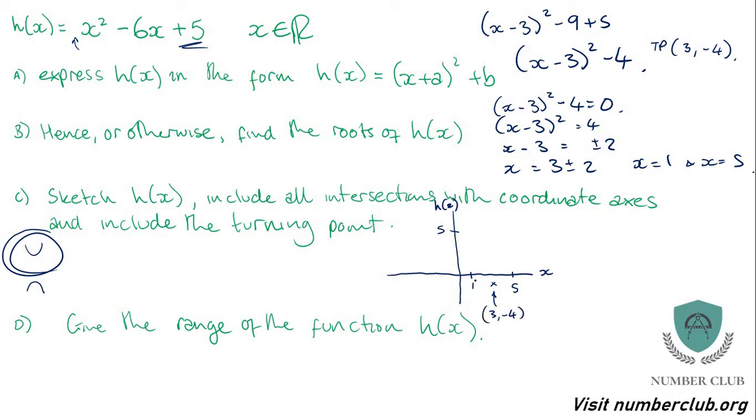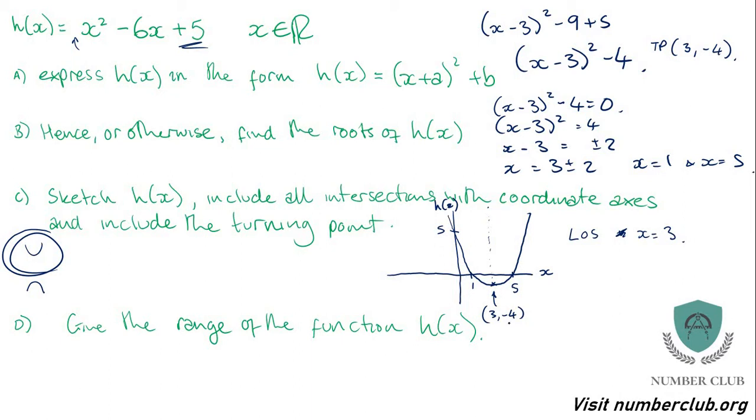One thing you'll spot is that halfway between 1 and 5 is 3. The turning point should always lie on the line of symmetry. So when I draw in this curve here, the line of symmetry would have been there. Okay, your turning point will always lie on your line of symmetry. The line of symmetry in this case is x equals 3. When x equals 3, we get a line of symmetry out of this function. Okay? Give the range of the function.